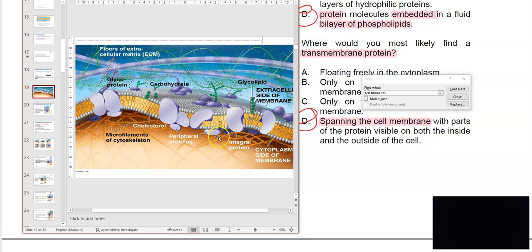There is also another type of protein found in the membrane, which is peripheral protein. Peripheral proteins are not embedded, but are found at the surface of the membrane, facing the inside of the cell, facing the cytoplasm. Peripheral proteins are not found on the outside, but on the inside of the membrane, facing the cytoplasm.